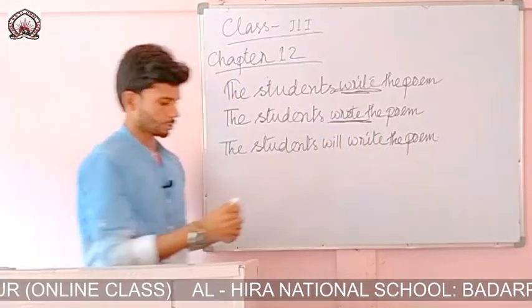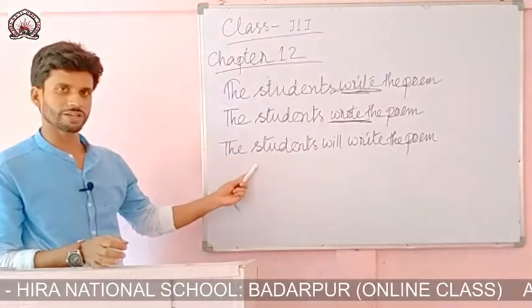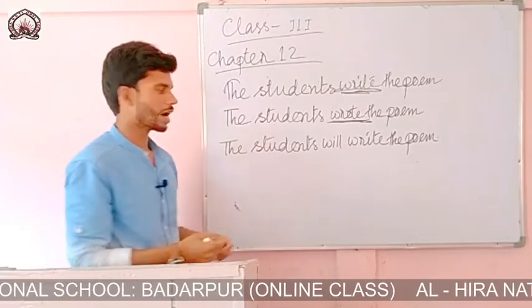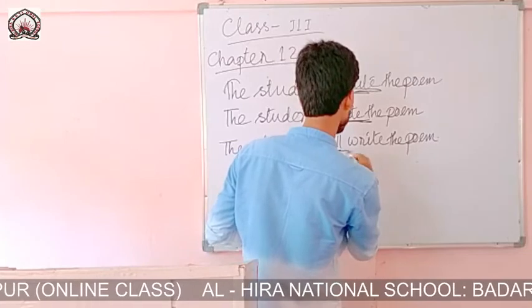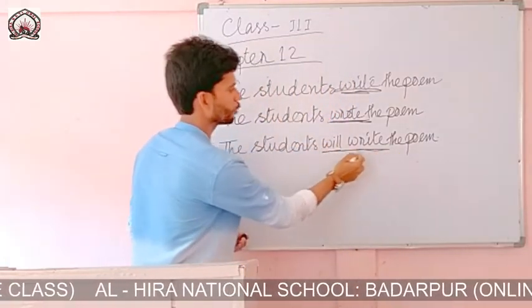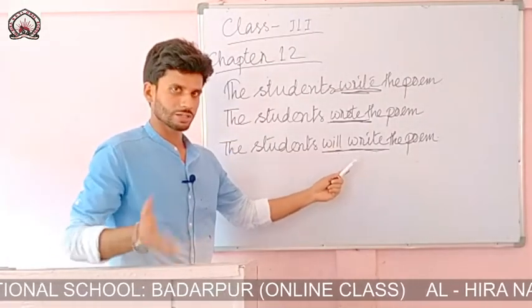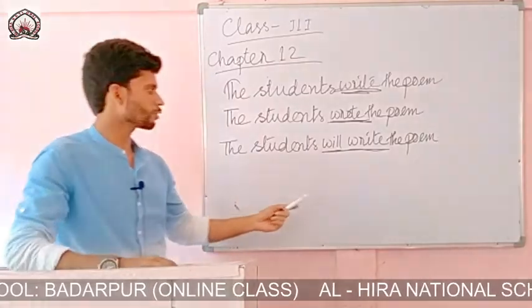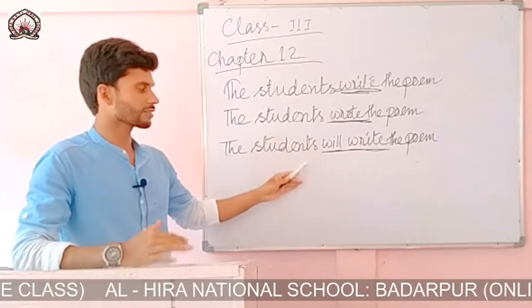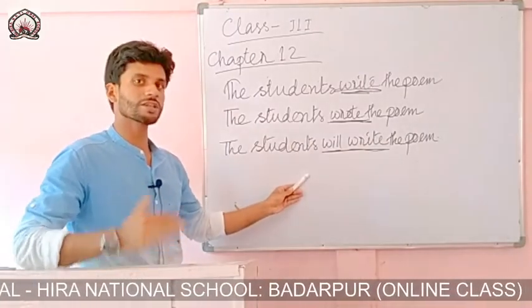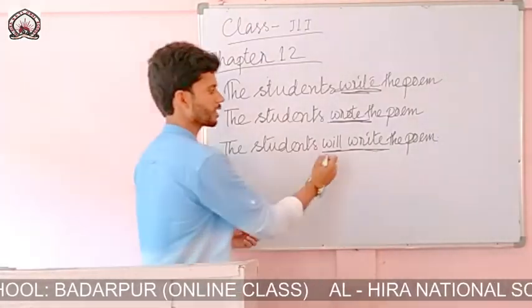Looking at this one, wrote. The students will write the poem. This sentence is in future tense. How have we come to understand this one? Looking at this part, will write. The students will write. Shall or will come in future tense. So will, this part, we have come to understand that this sentence is in which tense? It is in future tense, and this action will take place in future. Looking at this part, we have come to know this.